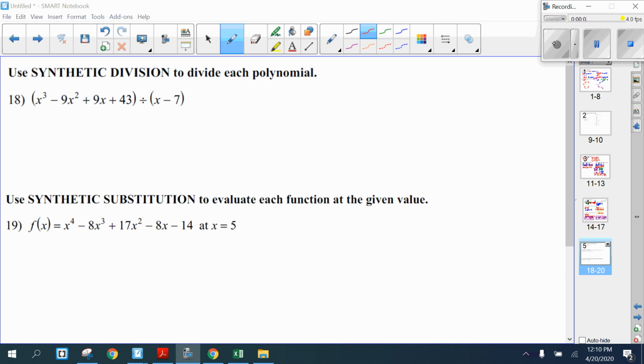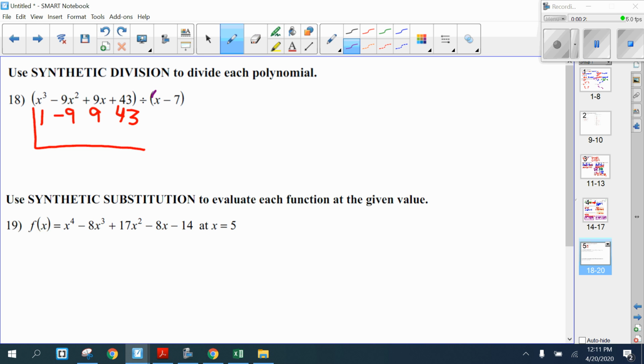Use synthetic division to divide each polynomial. Start with the coefficients: 1, -9, +9, and 43. And draw a box around that, leaving enough room right here for another row of numbers.